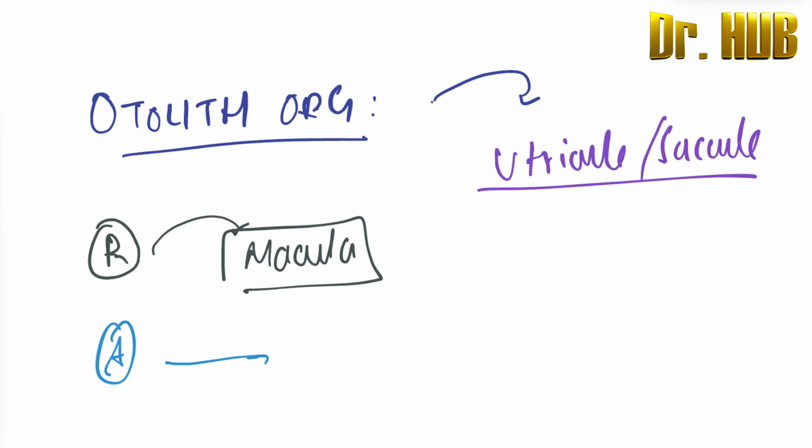So the organ of Corti was sound conduction. Then the ampulla was A, that is angular momentum. And then the otolith organ, that is the utricle and the saccule, is for linear momentum.